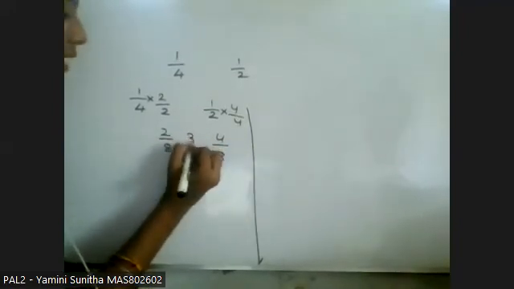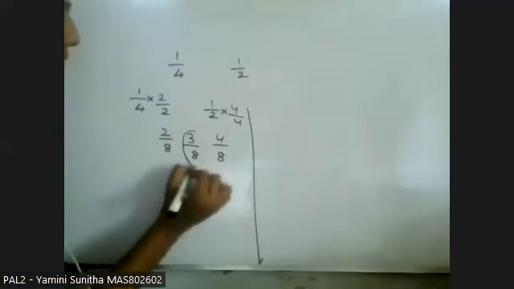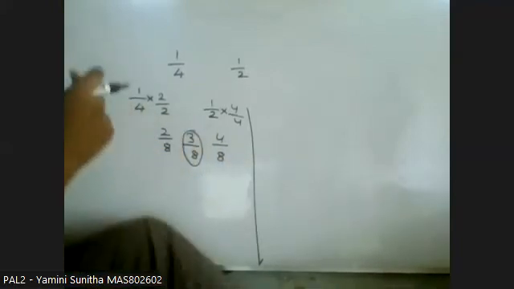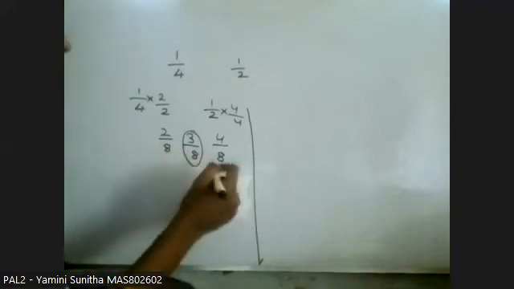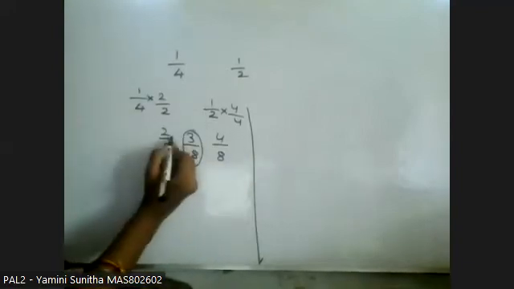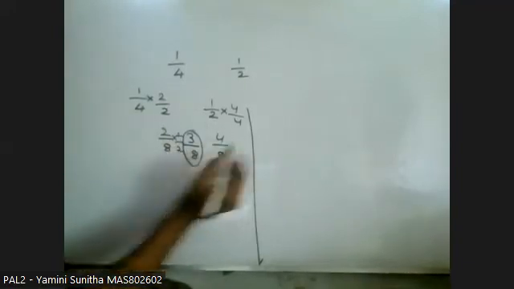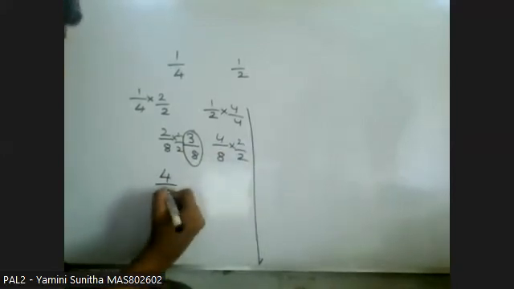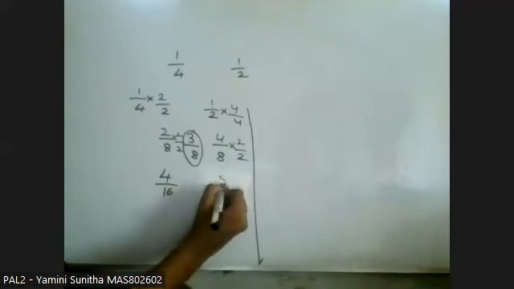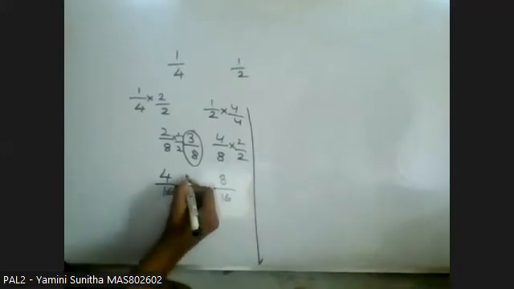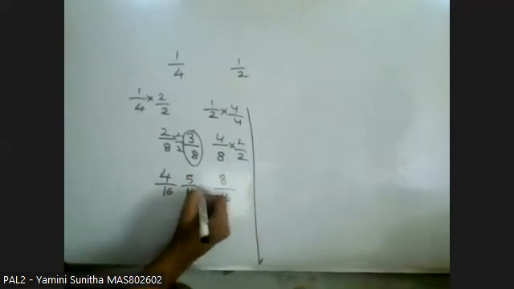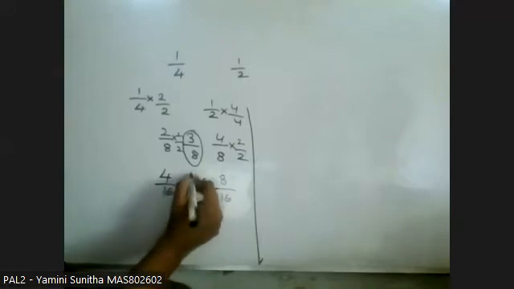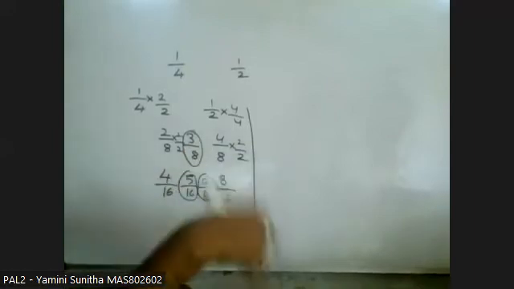Now 3 by 8, one value we got. We are not getting 3, so again multiply by 2 by 2. Then 4 by 16 and 8 by 16. Now we get two more values, 5 by 16 and 6 by 16. So these three we can tell as the rational numbers.